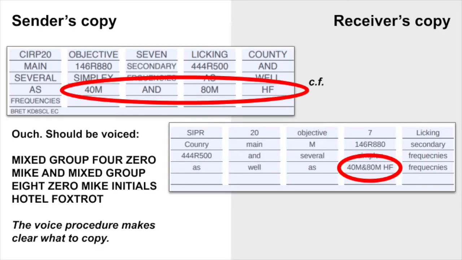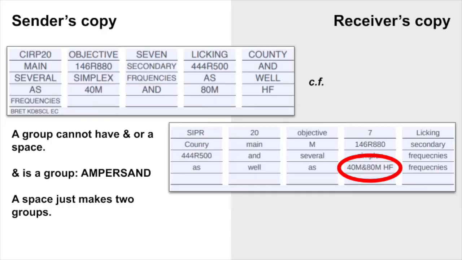Paying a little bit more attention to our cadence, we could also help the receiving station to understand that these are different groups with a little bit of a pause. Mixed group, forward, 0, mic, and mixed group 80, mic, initials, hotel, foxtrot. The addition of that space gives just a little bit more time for the receiving station to understand, oh, a new word is coming, and is not somehow a pronounced part of this mixed group that came through here. We want the voice procedure to do the work to make clear what is to be copied.